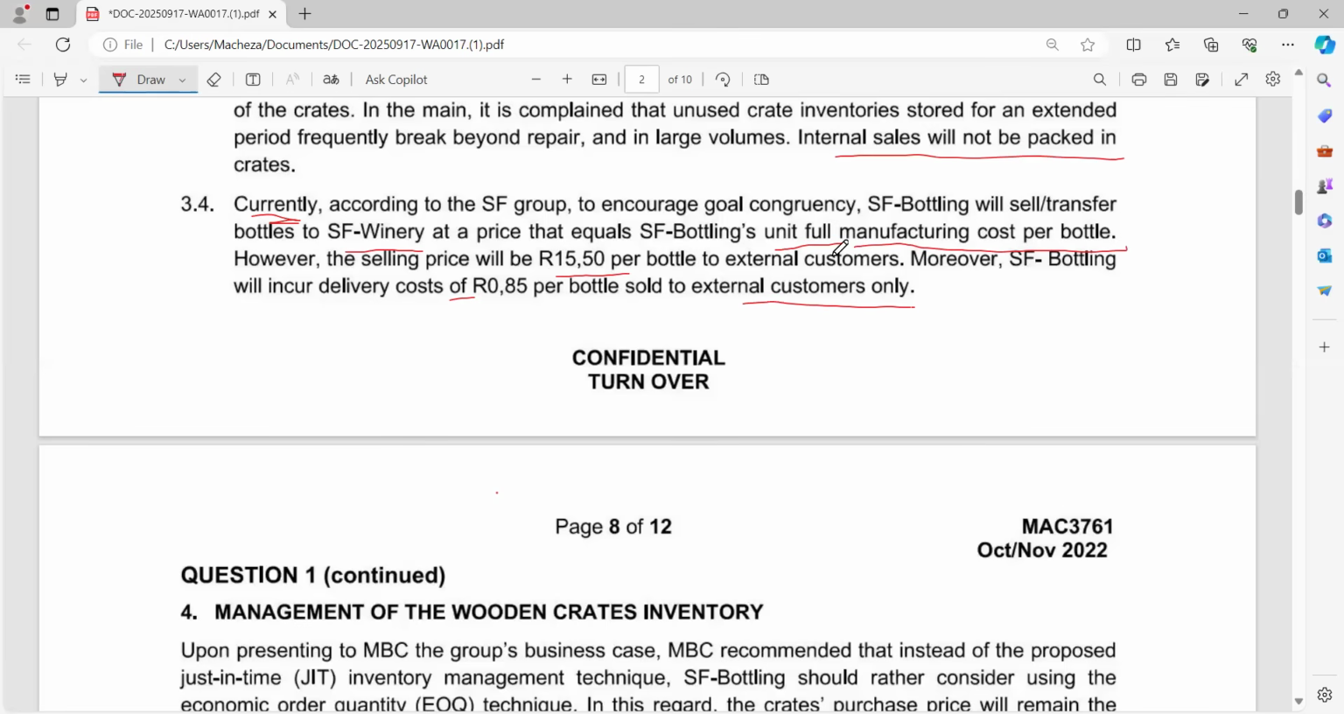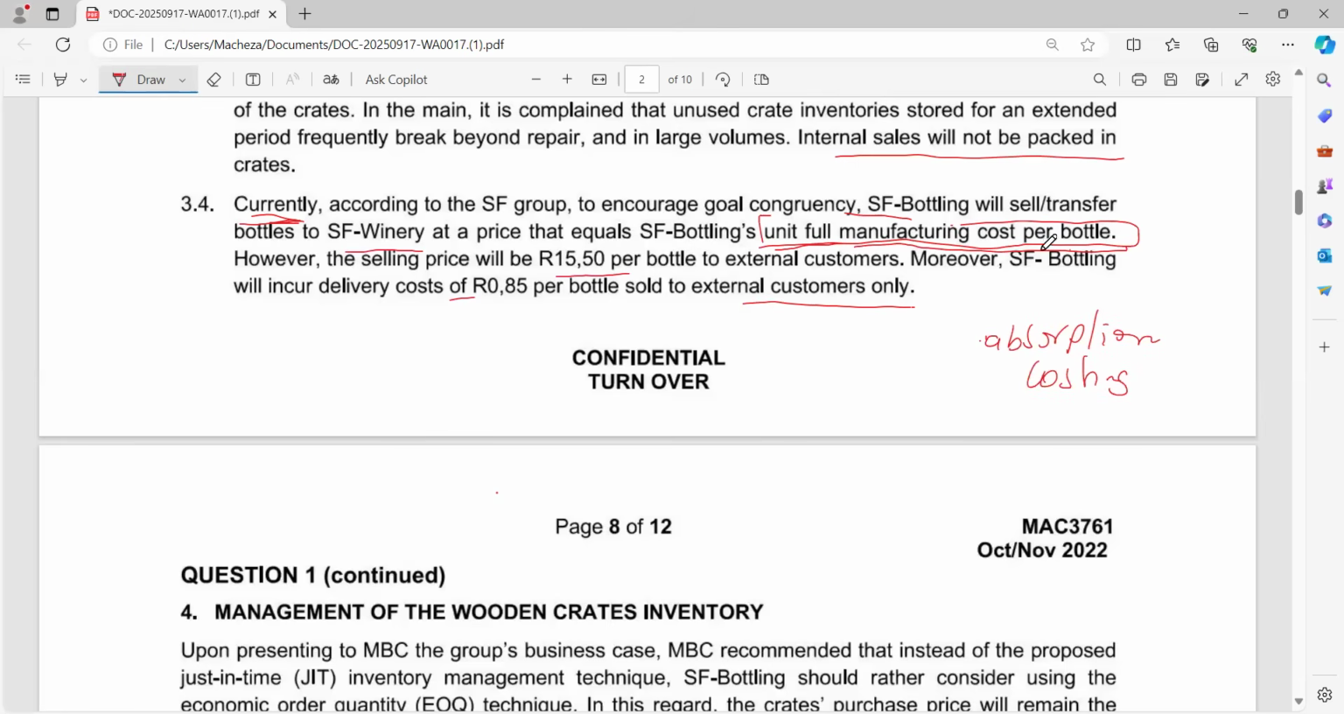Right, so here we have our comparison now. We are going to compare the one they are using currently, which is the unit full manufacturing cost per bottle. When they talk of full manufacturing cost, it means we're going to use absorption costing there to get the full manufacturing cost.